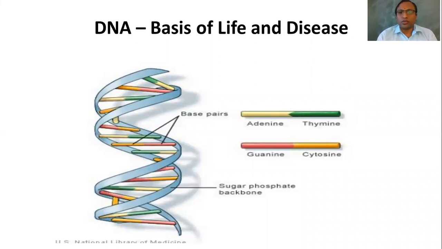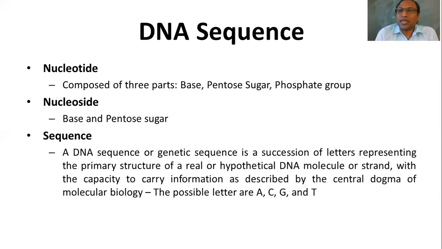In this whole process, we have to understand the DNA sequence. DNA is deoxyribonucleotide. In the sequence, we have to look at the nucleoside and nucleotide. A nucleoside is a base with a pentose sugar. When this nucleoside joins with a phosphate group through a phosphodiester bond, we get our nucleotide.